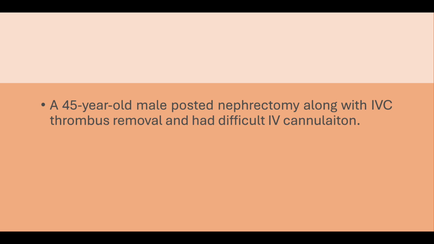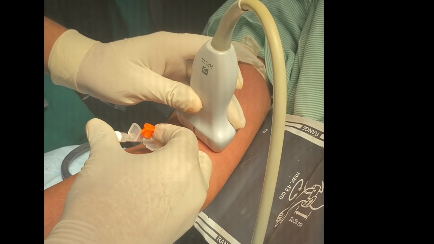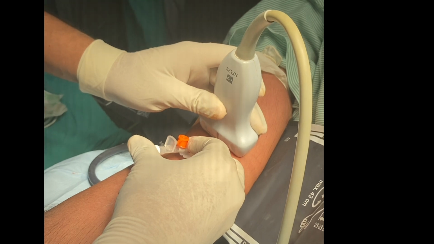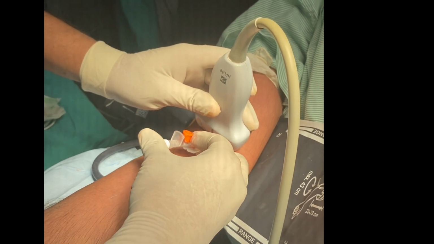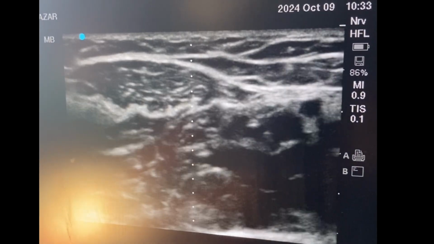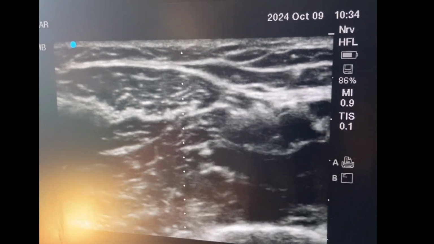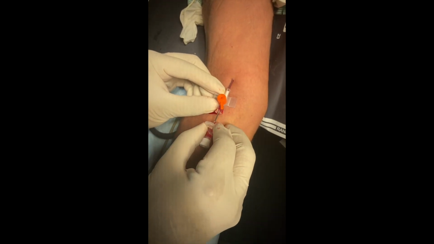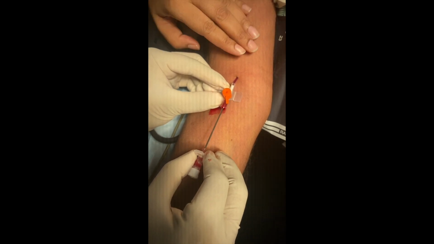Here is another case where we inserted the USG-guided IV cannula, a 45-year-old male posted for the nephrectomy with IVC thrombus removal and had a difficult IV cannulation. Here inserting the 14 gauge IV cannula. So here you can see the tip of my IV cannula inside the lumen, and blood is coming from the cannula. Then I have to advance the cannula here.